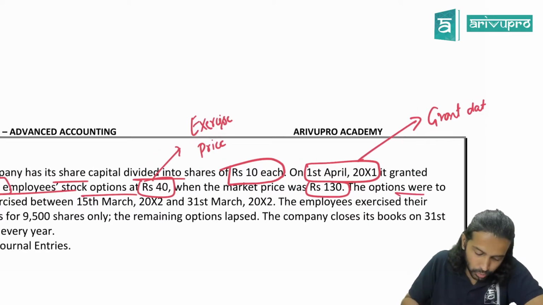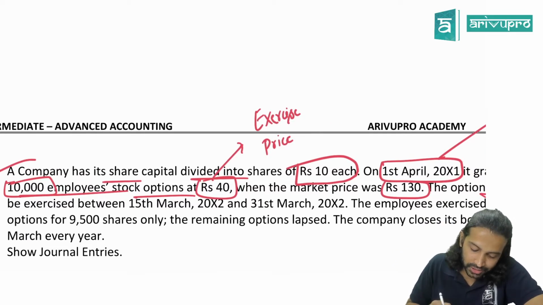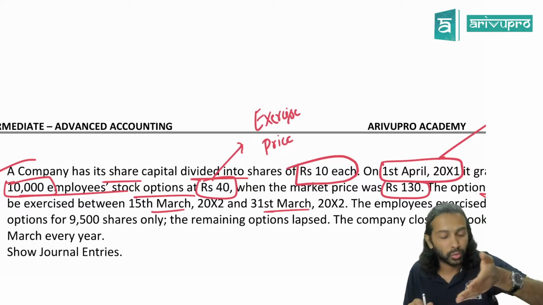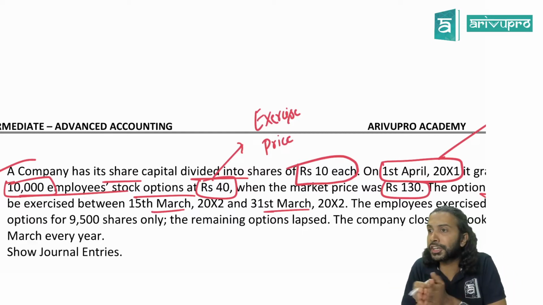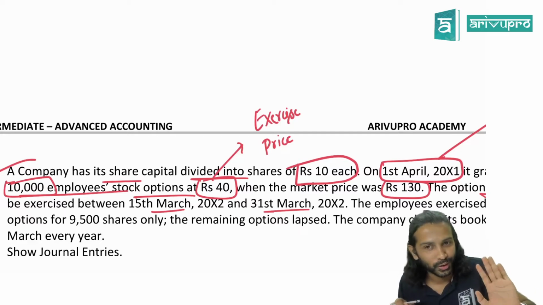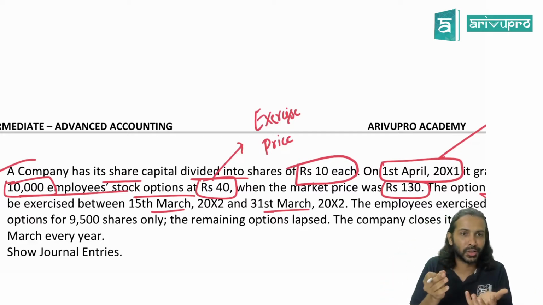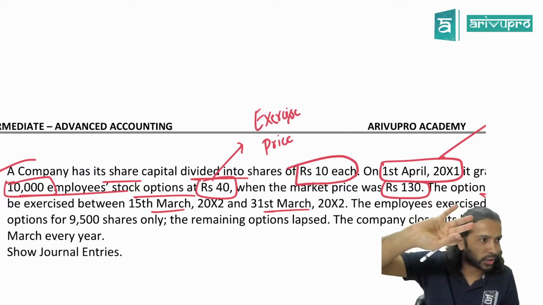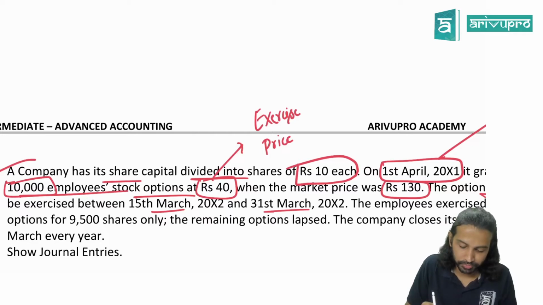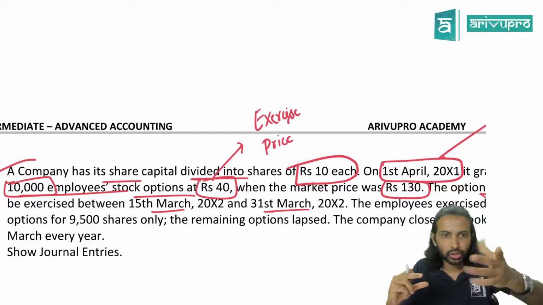The options were exercised between 15th March and 31st March. Sir, exercising means it's already vested, correct? When will you exercise it, before vesting or after? Exercising means buying, sir. When can you buy? After the vesting date only. So here, check: what is the exercise period? 15th March to 31st March is the time. Correct?